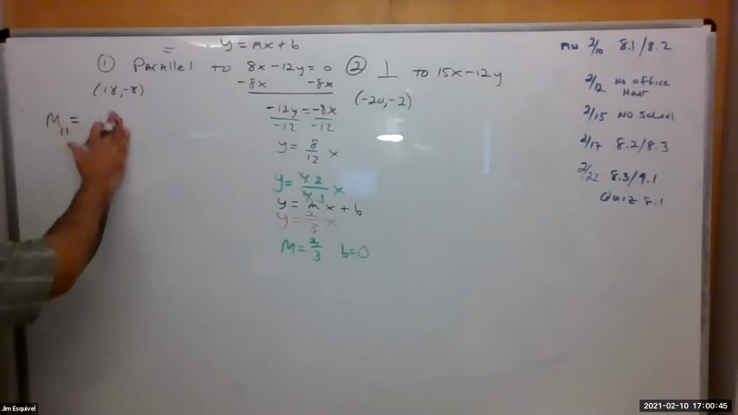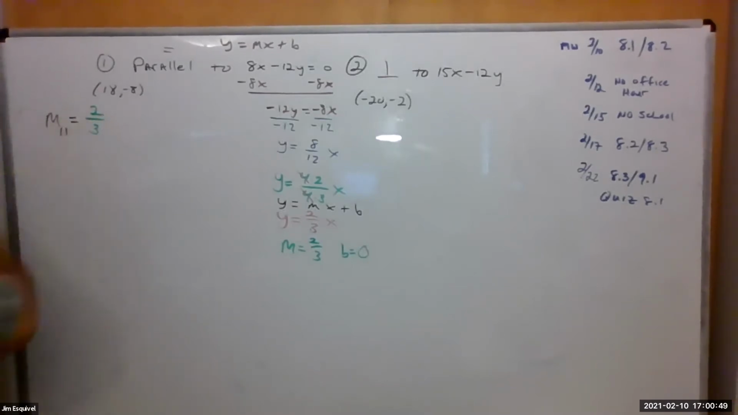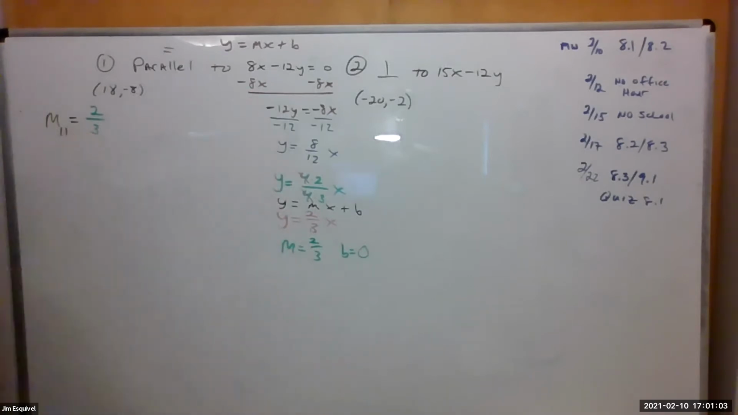Step 1, when you write the equation of a line, you need slope. Because they want parallel, the slopes are equal. So you had to figure out this slope so we could use the same slope. One step at a time.